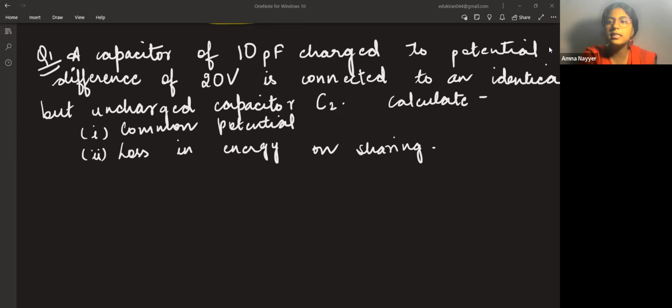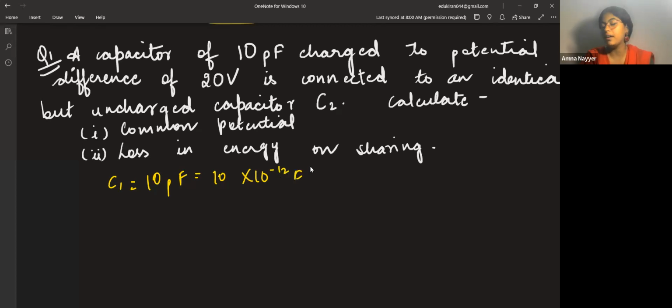Now, it says that a capacitor of 10 picofarad charged to a potential difference of 20 volt is connected to an identical but uncharged capacitor C2. You have to find out the common potential and the loss in energy on sharing. What is C1? That is given as 10 picofarad, which is 10 into 10 to the power minus 12 farad. 1 pico means 10 to the power minus 12. Whenever the pico term is written, it is 10 to the power minus 12.